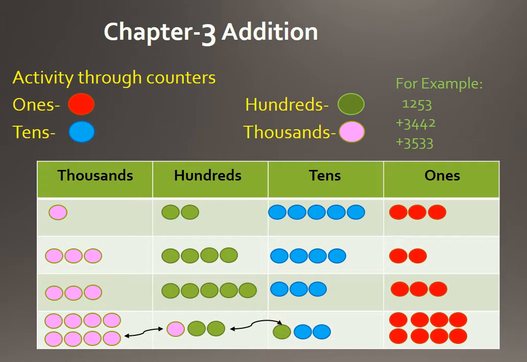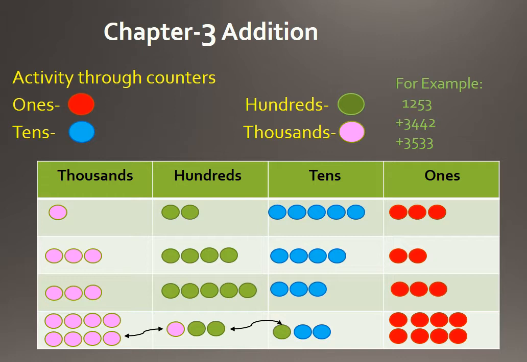Do you realize why? Because each pink counter stands for 1000, each green counter stands for 100, each blue counter stands for tens and each red counter stands for ones. Clear? Our second number is 3442. So 3000 will be represented by 3 pink counters, 400 will be represented by 4 green counters, 40 by 4 blue counters and 2 by 2 red counters.